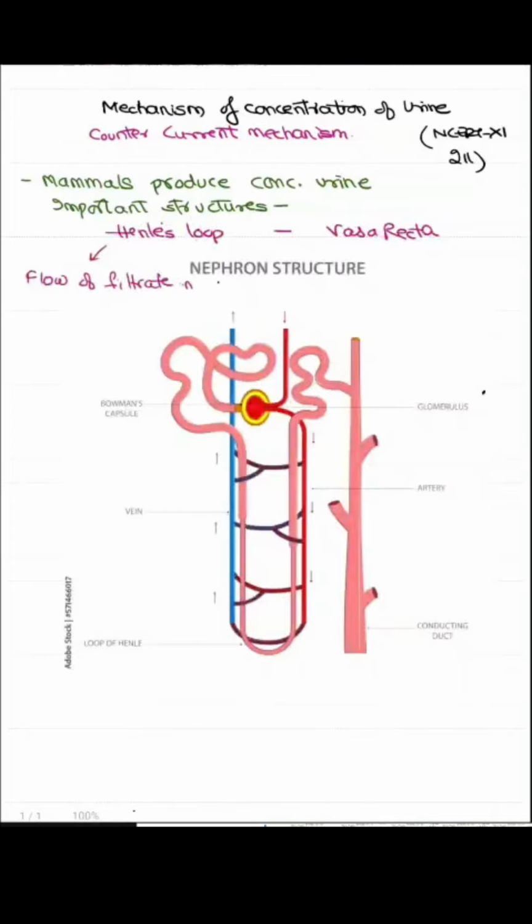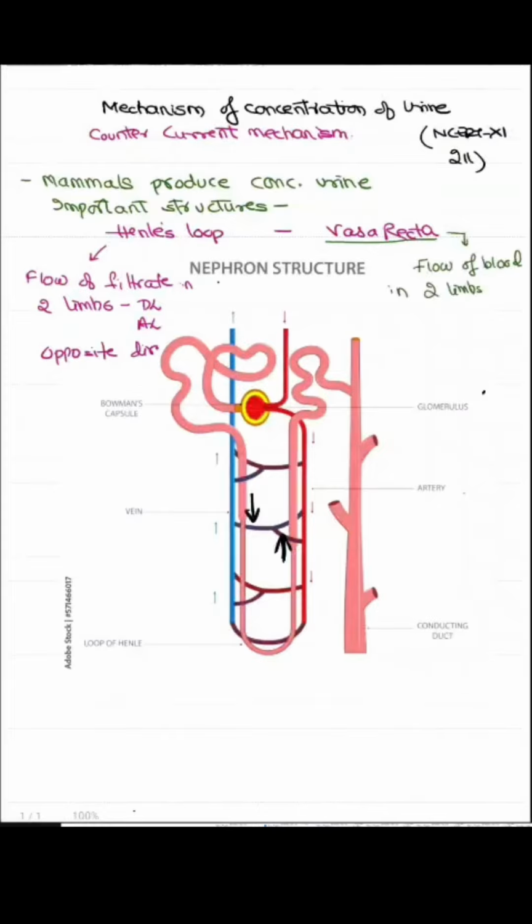The Henle's loop has two limbs, descending and ascending, and the flow of filtrate in both the limbs is in opposite direction as seen in the diagram. This flow is called as counter current. Coming to the vasa recta also has two limbs, and the flow of blood in both the limbs is also in the opposite direction. The flow of the fluid in the Henle's loop and the flow of blood in vasa recta are again opposite to each other.